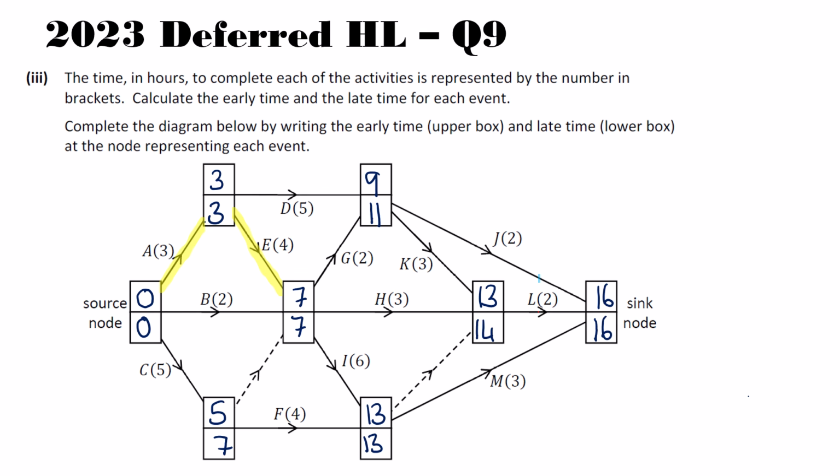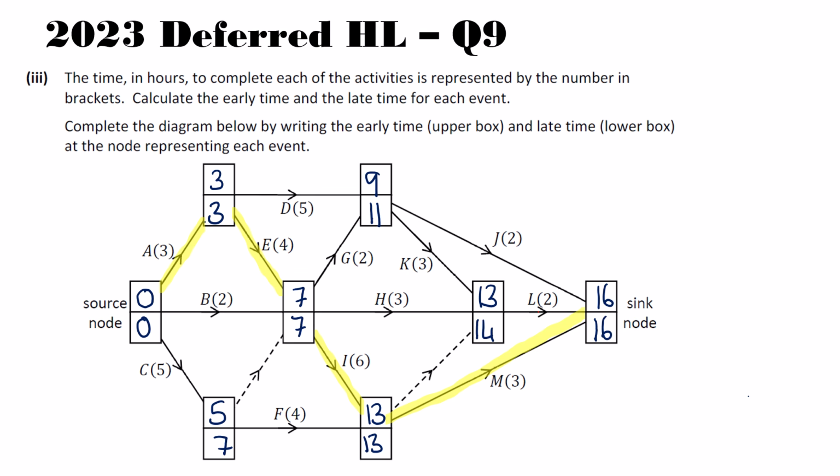So then the next one that we could have as critical would be I. So 7 plus 6 gives us 13. So that is critical. And then we have 13 plus 3 gives us 16. So that is critical. And there's no other activities between 2 nodes like that.